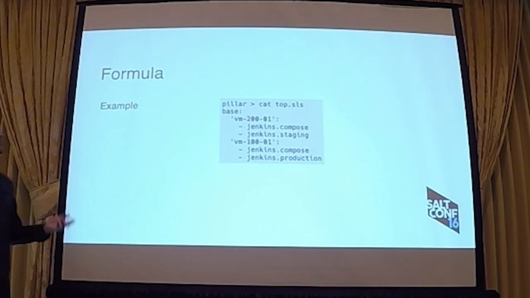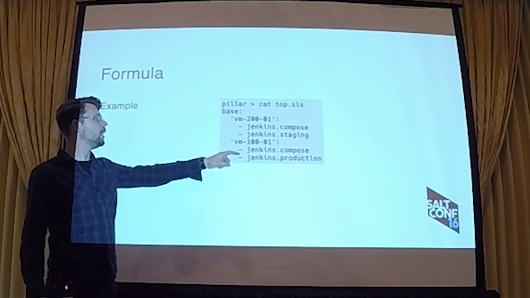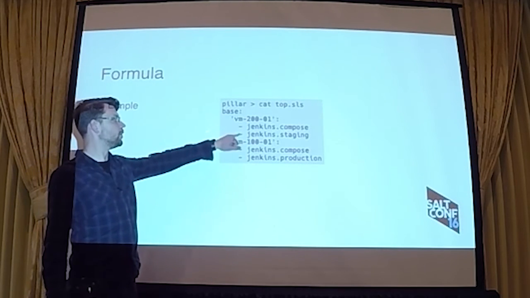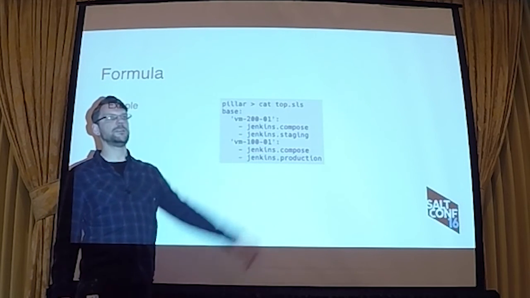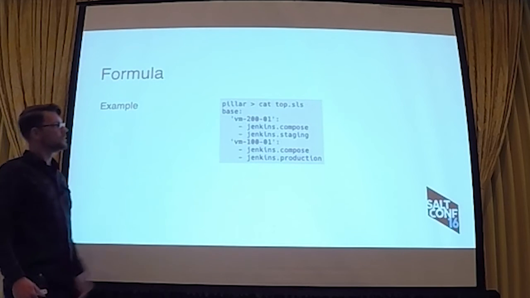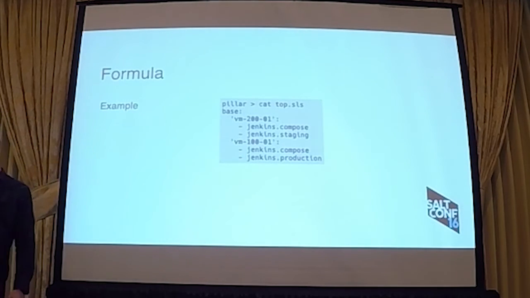So this is just demonstrating our targeting. In our top.sls file, we're going to specify on this VM that we have the Jenkins compose, and after that we have the Jenkins.staging, right? That's the last-one-wins part of the Pillar flattening. Same with this other VM. We're going to then target it with the production Pillar data last.